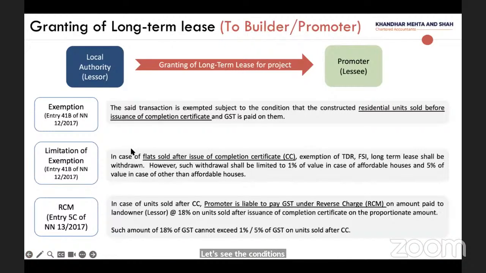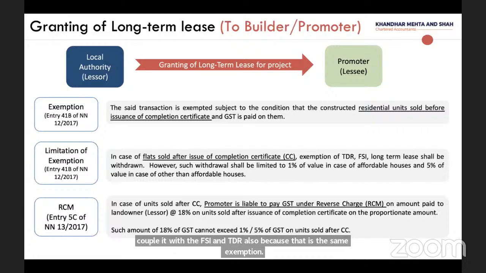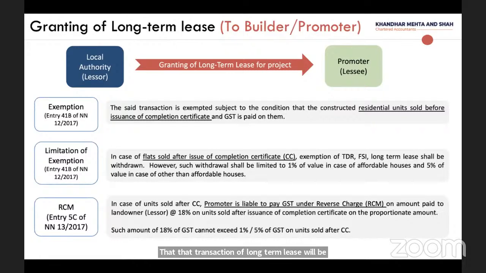That exemption is available only for residential units, and the condition says that for all the residential units that a developer or promoter is going to construct on the land taken on long-term lease from the authority, the transaction of long-term lease, and I can couple it with FSI and TDR also because that is the same exemption, will be exempted if all the units constructed are sold before the completion certificate, before receipt of the completion certificate.